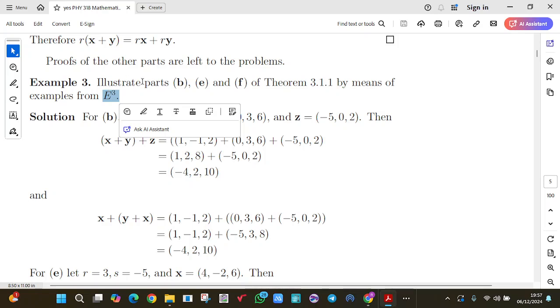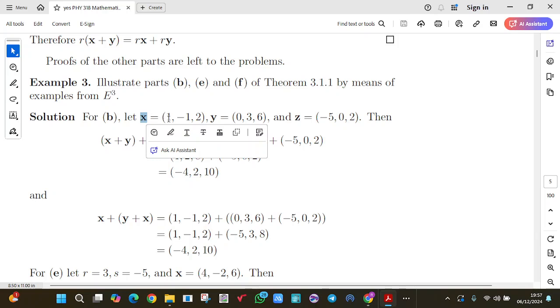Now, if I ask you to prove B, E, and F, this is what you do. You will define your Euclidean space. So what I did here was define my Euclidean space to be 1, -1, and 2. I get my Y. I selected this value from my head because I'm dealing with the set of real numbers. So you have to tell yourself, let your set of real numbers be a subset of the Euclidean space, E to the power 3. All these are the numbers I selected from my head.